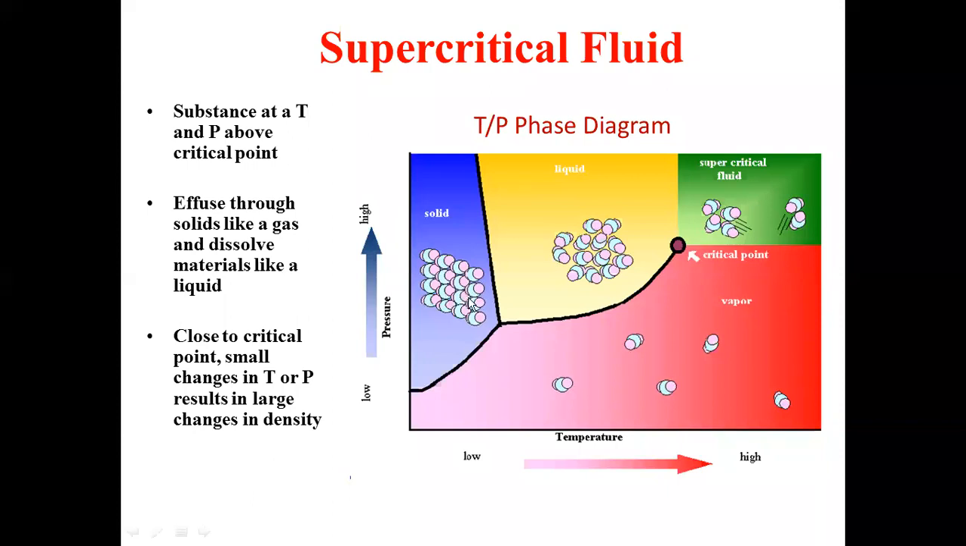Solids will exist at very low temperature and pressure, liquids will exist at intermediate, and vapor or gaseous forms of the matter will exist at higher temperature as well as at vapor pressure. There is a critical point for every substance. What is this critical point? You can see here, this is a phase boundary between the solid and the vapor state. Between liquid and the vapor or gaseous state, there is also a boundary.